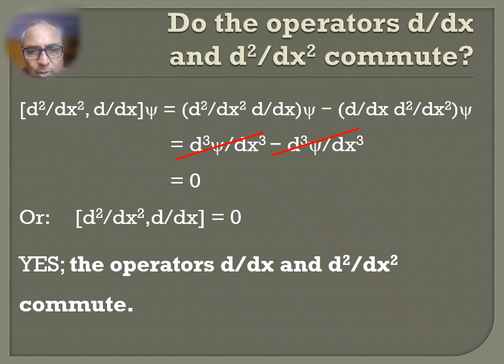And so, yes, the operators d by dx and d squared by dx squared commute. Note here that d by dx is related to the linear momentum operator and d squared by dx squared is related to the kinetic energy operator.